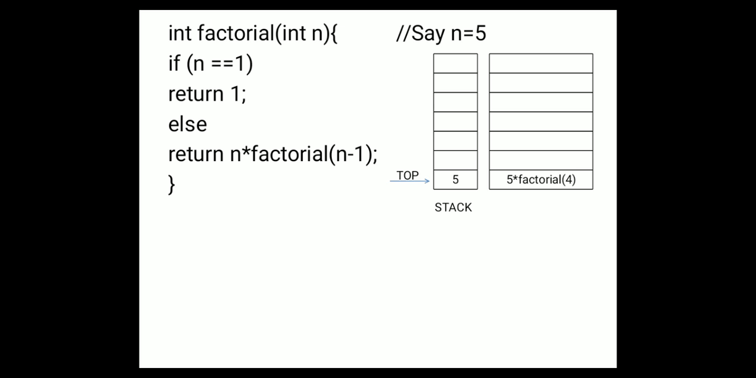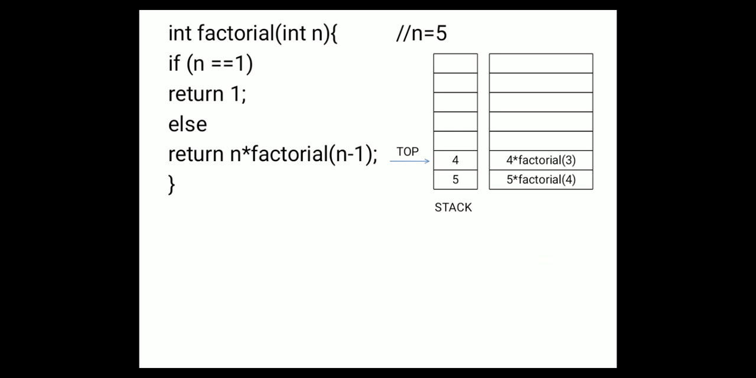Since you cannot compute n into 4 factorial as of now, because you don't know the answer for 4 factorial, recursion stores the operand in a stack. So 5 into, it wants to compute 4 factorial, so it will store 5 in a stack. Here there is a stack and top is pointing to 5 now.